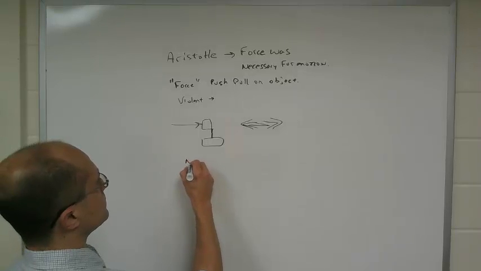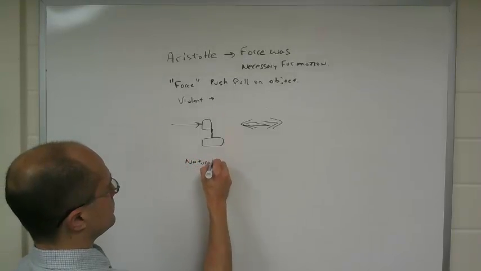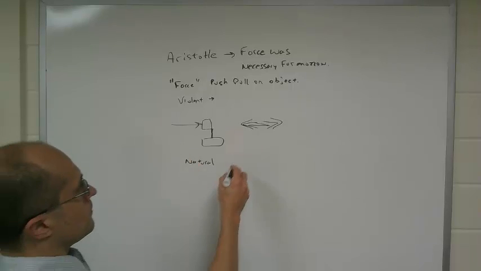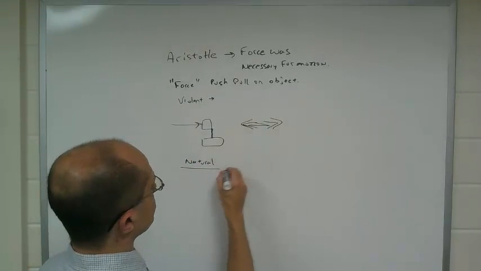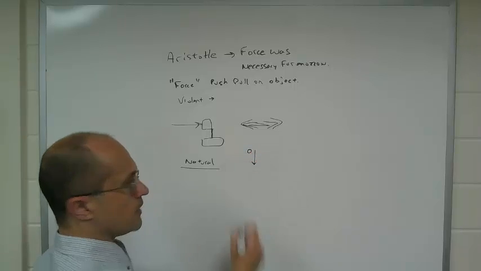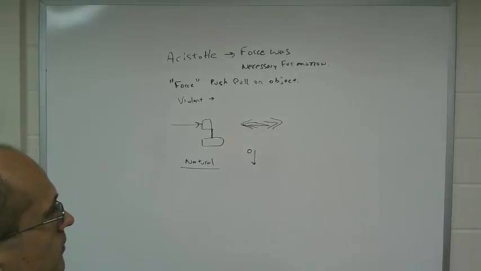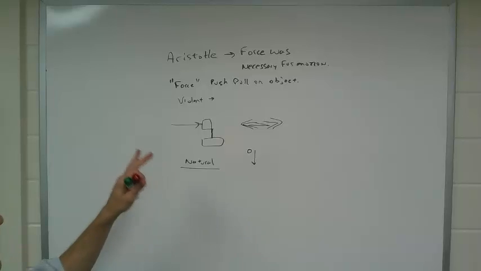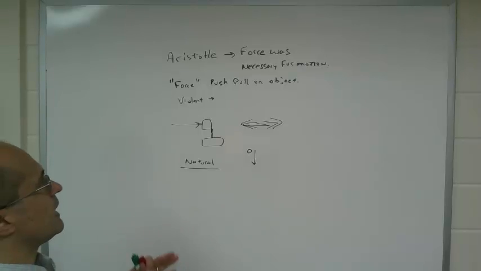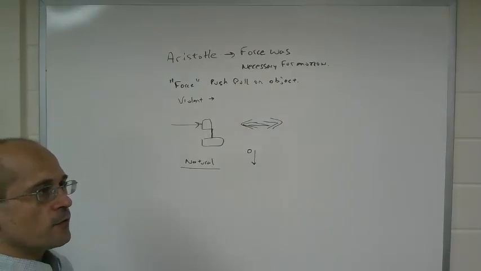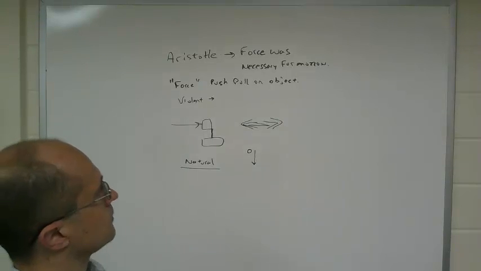The other type was natural motion. And this was motion that was up and down. Natural motion is why, when you are holding a rock and you let the rock go, it falls to the ground. That was natural. So they had the idea that these forces were pushes and pulls on objects, and the forces were necessary for motion. If you remove the force, the object comes to a rest.